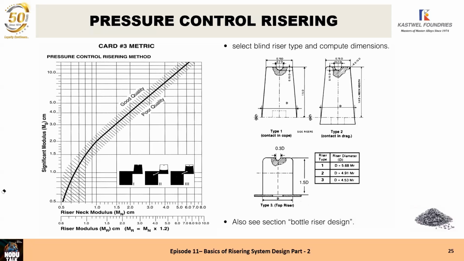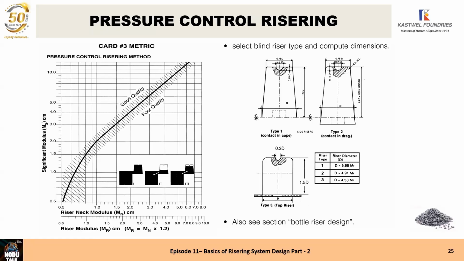Again, I'm repeating so that you get it clear. From the casting drawing, we get the casting modulus or the significant modulus. From the figure, depending upon the mold quality, good quality iron, poor quality iron, or average quality iron, we get the riser neck modulus, and from the riser neck modulus, we can get the riser modulus, or you can take the riser modulus from the figure. Once you have got the riser modulus, we can get the riser diameter at the parting line. From the riser diameter, the height is 1.5 times the diameter. We got the riser height.